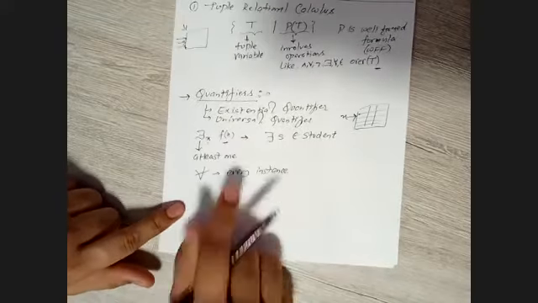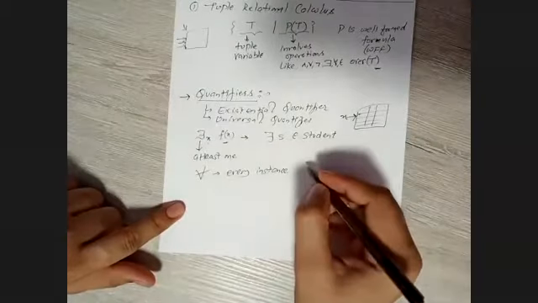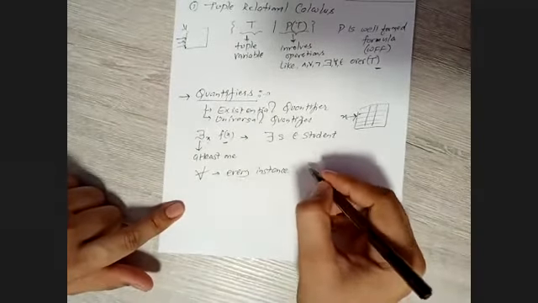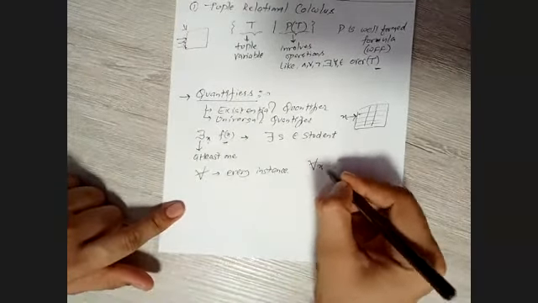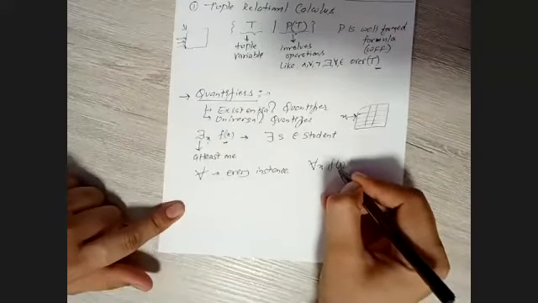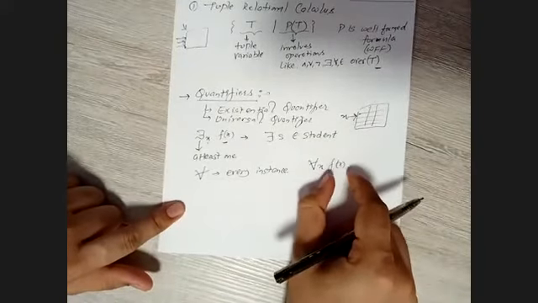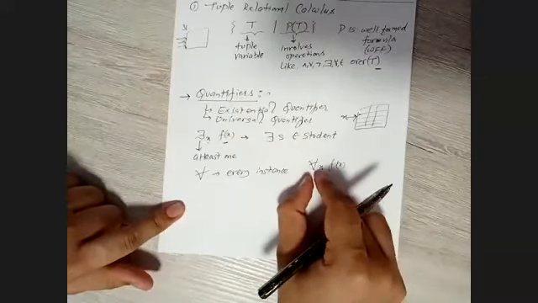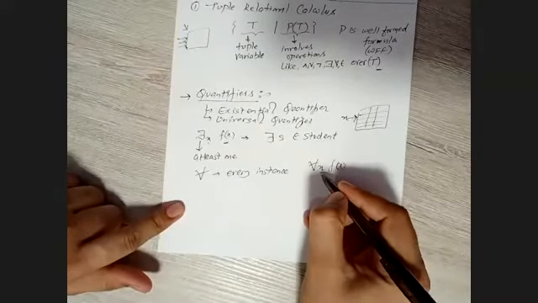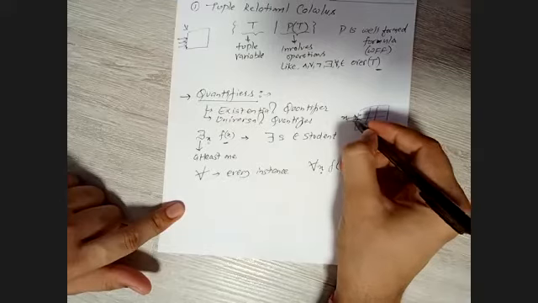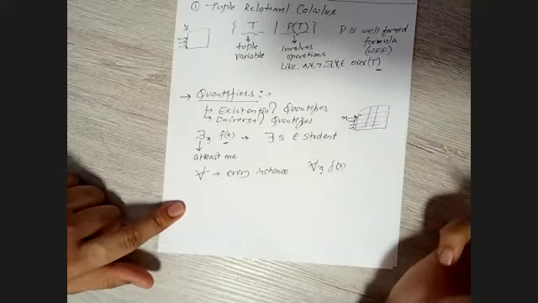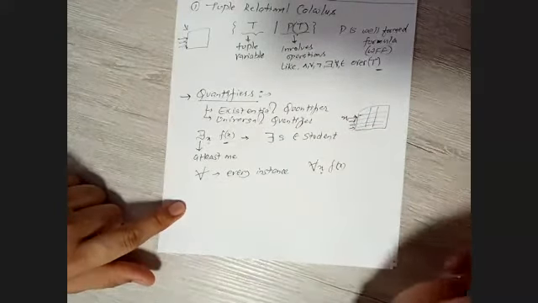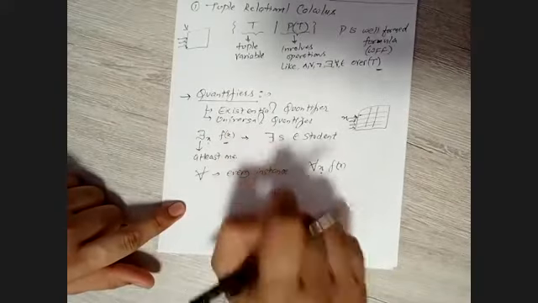What does the universal quantifier say? For all x, f(x) should be true for every value of x. So the tuple variable will move and check every row, every tuple of the relation. That's why it is called a universal quantifier.